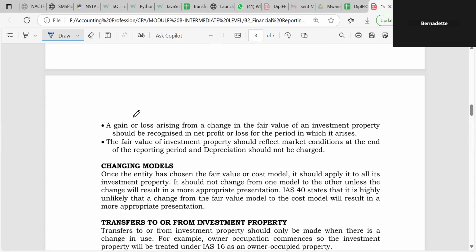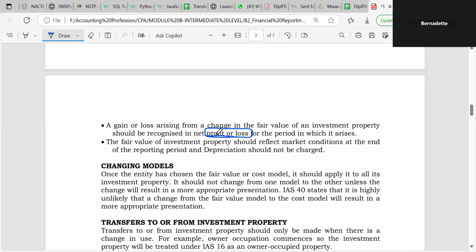And also here you're told that all gains and losses arising from changes in the fair value of an investment property should be recognized in profit or loss. For the revaluation model under IAS 16, the gain goes to other comprehensive income, while the loss goes to profit or loss. While here, everything goes to profit or loss. Of course, we learned the complications of reversals of revaluation gains and losses there, but here we don't have that because everything goes to profit or loss.